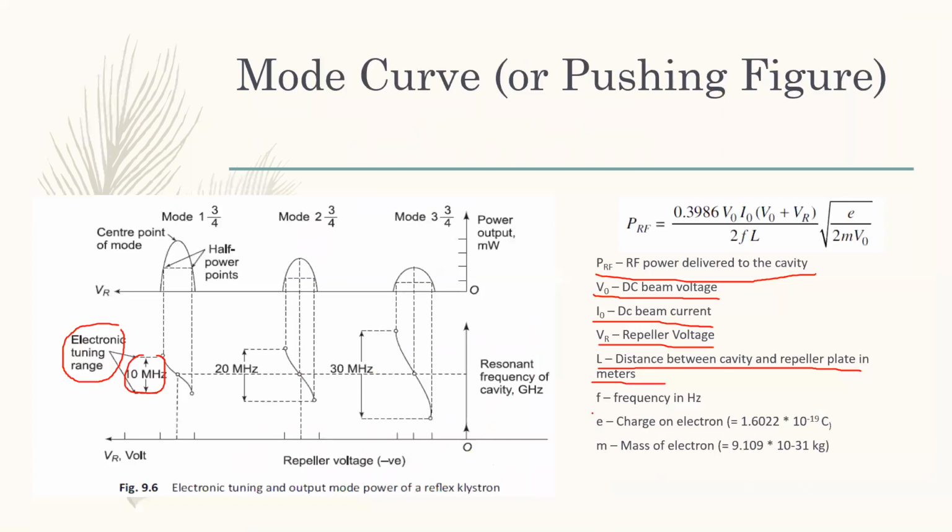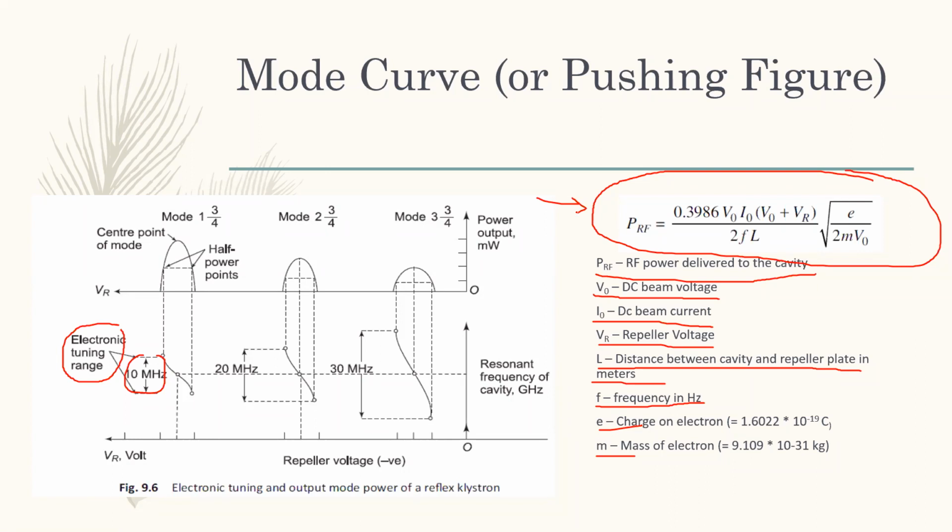Then the frequency of operation, and the charge on electrons and the mass of electrons. So the RF power which is delivered to the cavity by the electrons because of the bunching will be given by this equation. That is PRF is equal to 0.3986 V naught into I naught into (V naught plus VR) divided by 2 F L into square root of e divided by 2 m V naught. There is a derivation involved in this, but in your syllabus you don't have this derivation, so we are not going through the derivation. We are just discussing the final equation.